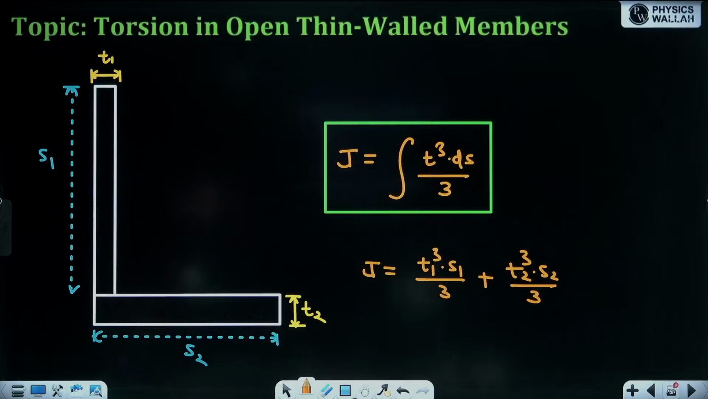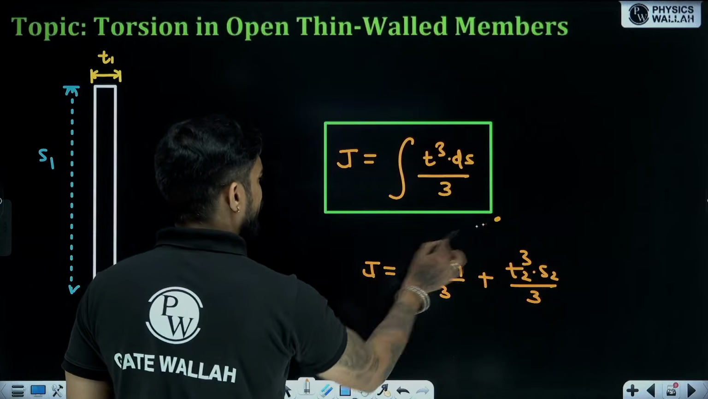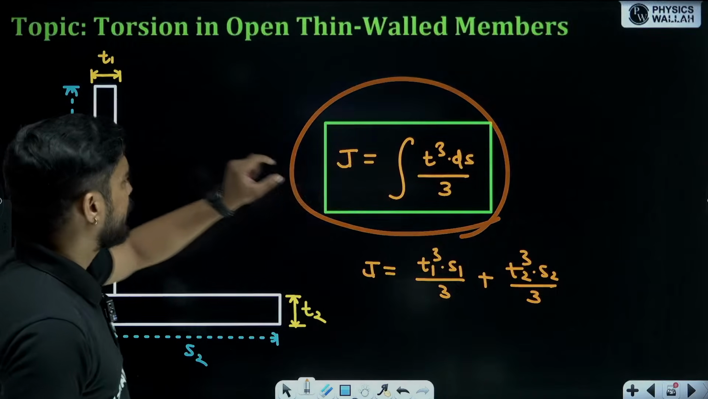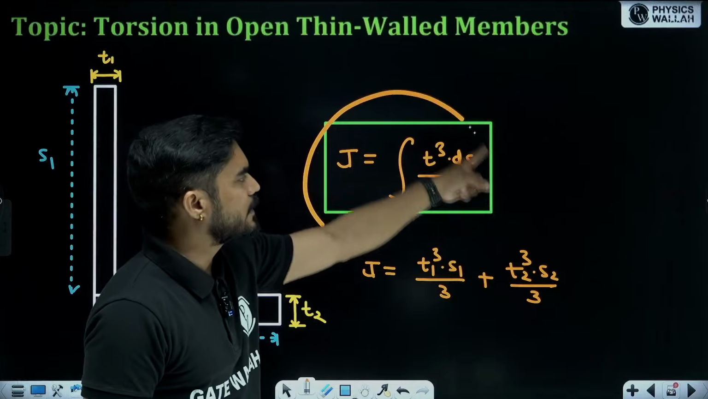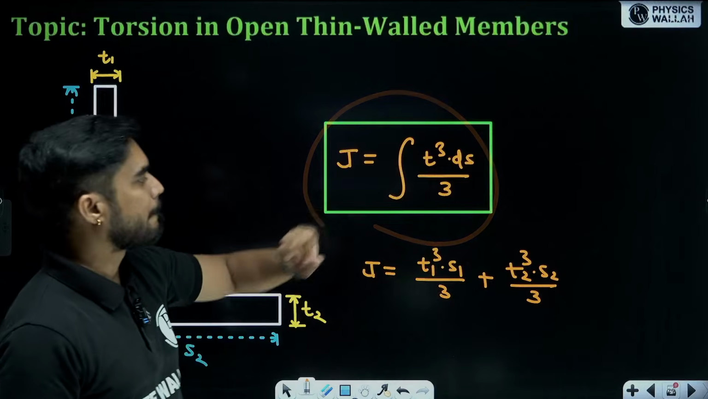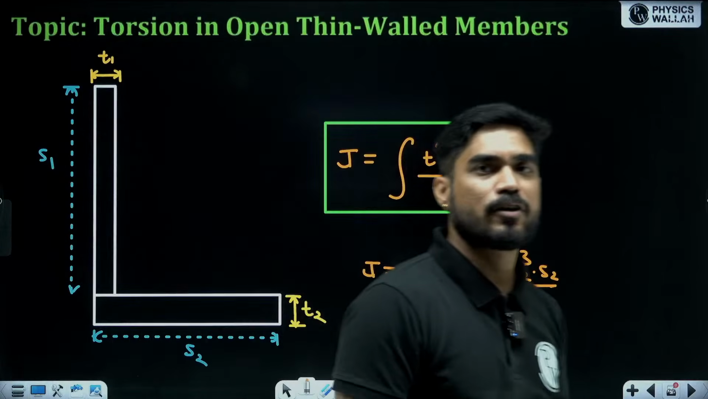Chalo. This equation of polar moment of inertia is derived based on various assumptions. It is only true if the thickness is very small. This equation is derived based on the assumption that the thickness t is very small. So for thin walled members we use this polar moment of inertia equation.